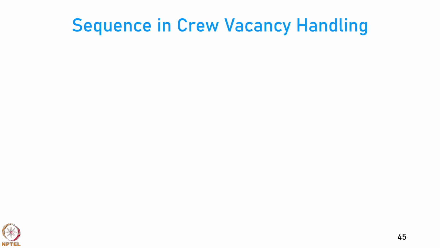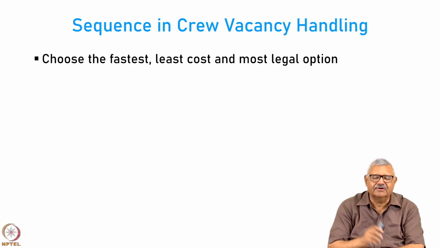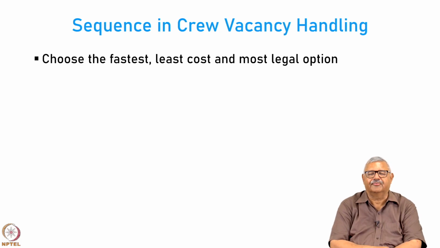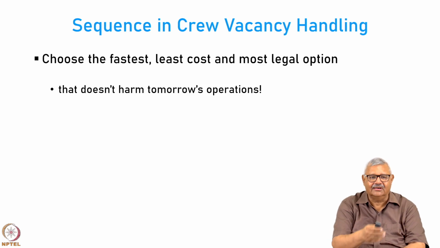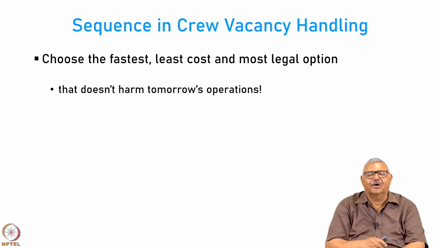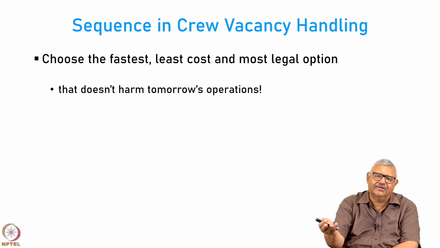So, there is a particular sequence followed, or a particular priority. Basically, we need to choose the fastest and the least cost option, but it should be legal, and legal not just for this flight and today, but so that it does not harm tomorrow's operation. You cannot give a solution where today you are okay, but tomorrow there will be a problem.